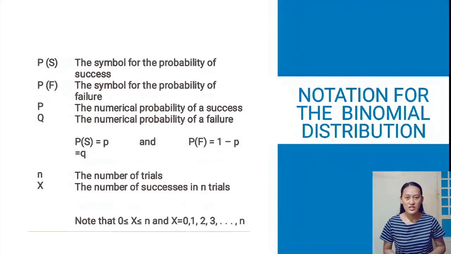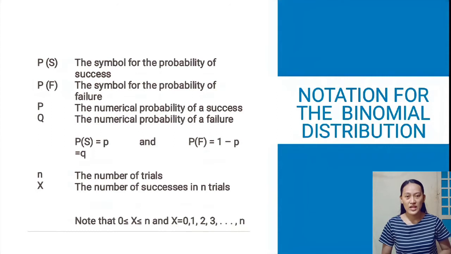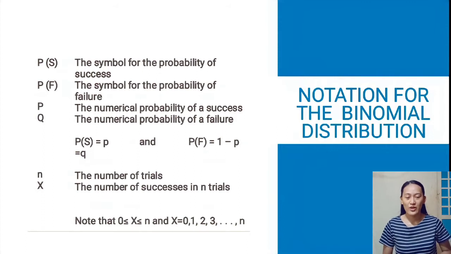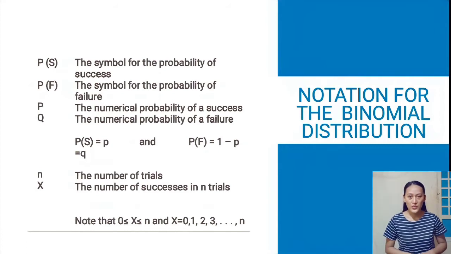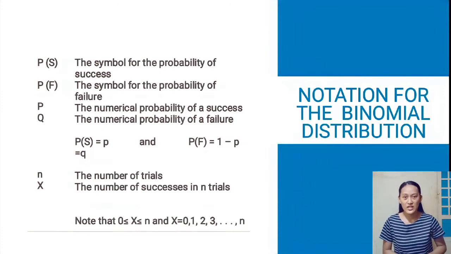Here is some notation for the binomial distribution. P(S) is the symbol for the probability of success. P(F) is the symbol for the probability of failure. p is the numerical probability of a success. q is the numerical probability of a failure. P(S) = p, and P(F) = 1 - p = q.